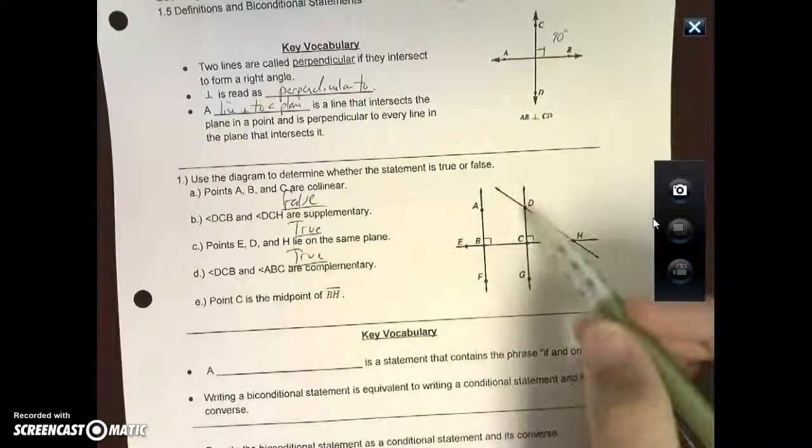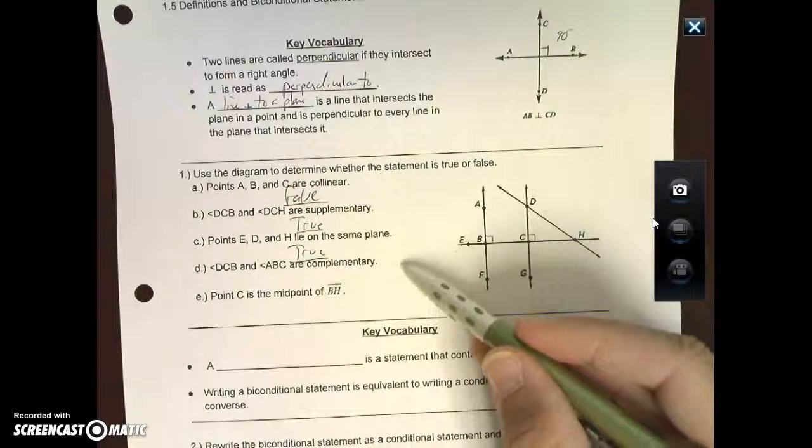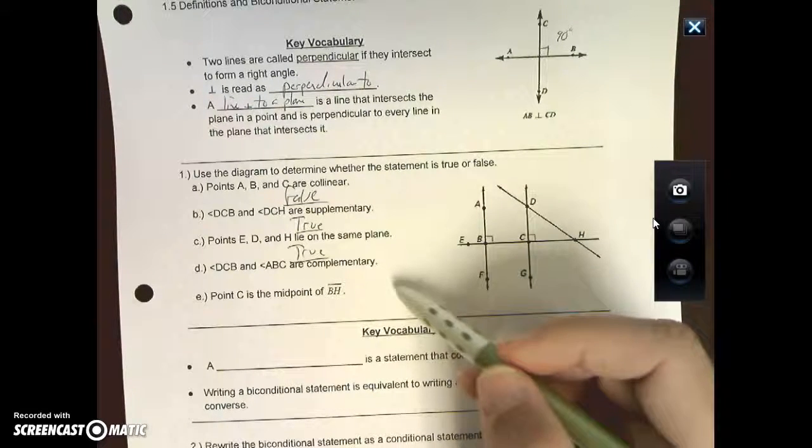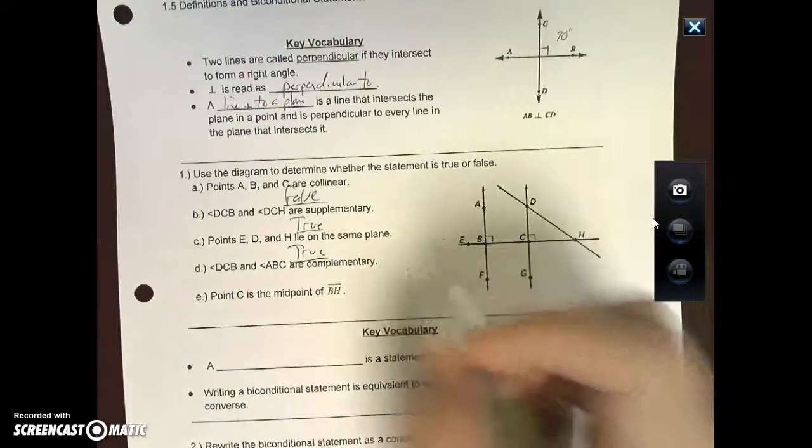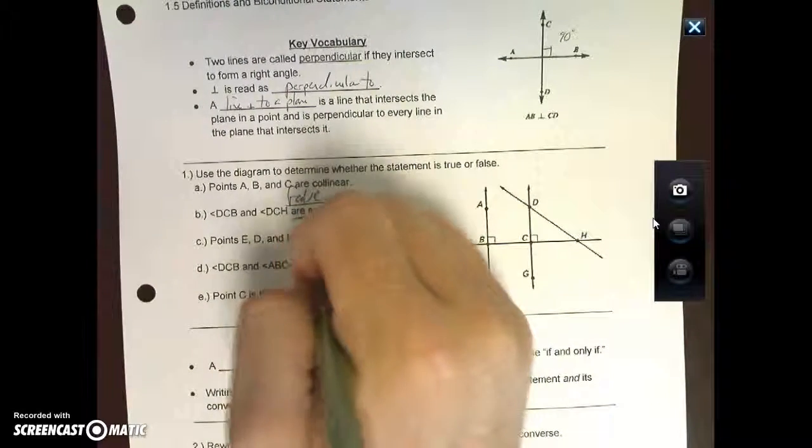DCB and ABC, DCB, ABC, they're both 90, so you might be inclined to say true here. However, complementary means two angles adding up to 90, not 180, so this would be false.